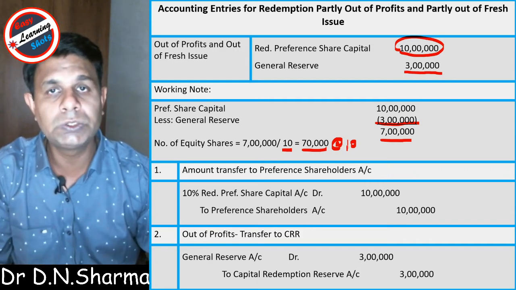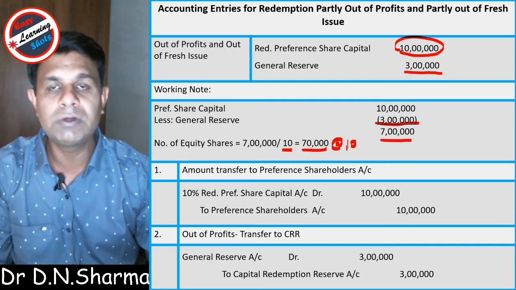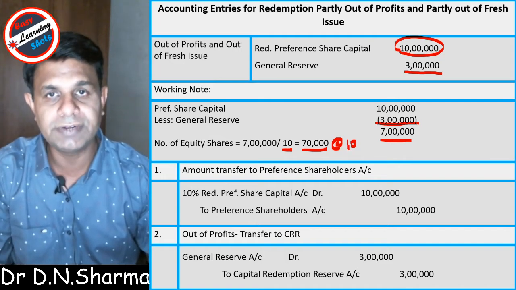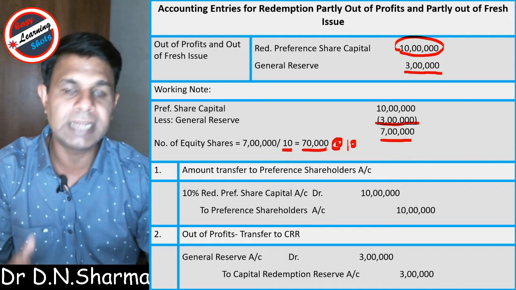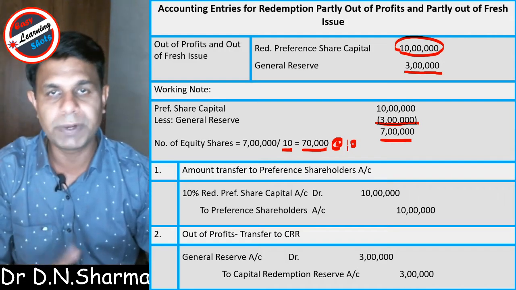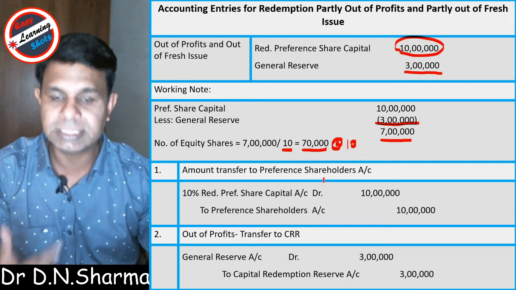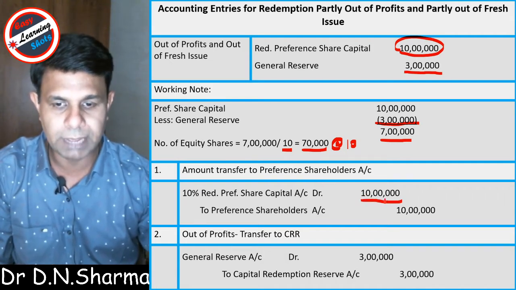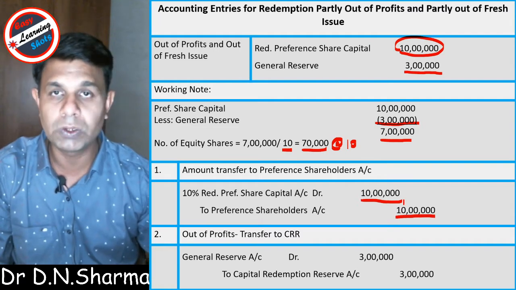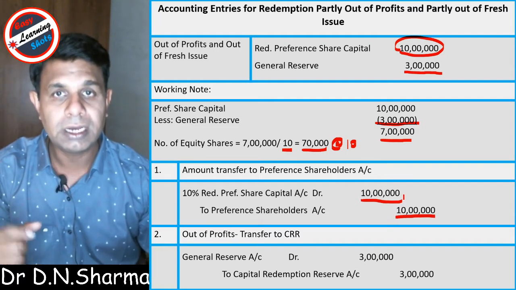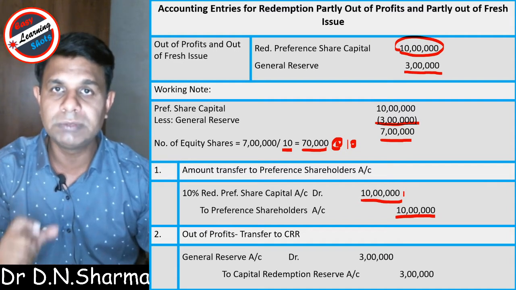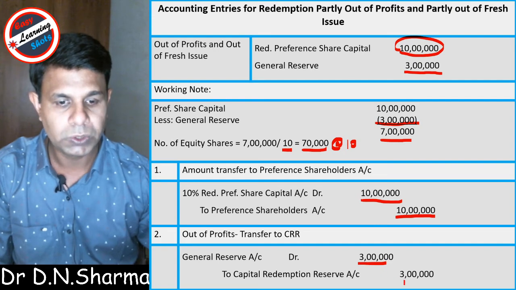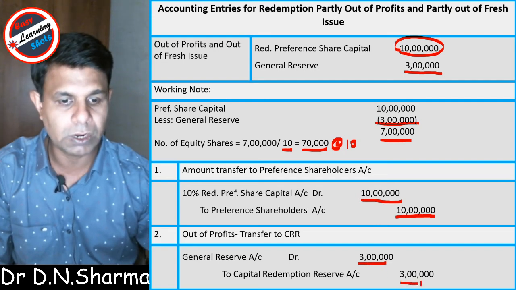Now the sequence to do the general entries: first the amount is transferred to preference shareholders account, then the company does out of profits entry, then out of fresh issue, and the last entry is redemption of preference shares. So when the amount is transferred, our entry is 10% redeemable preference share capital account debit to preference shareholders account with rupees 10 lakh. Now the 3 lakh rupees is transferred from general reserve to CRR, and our entry is general reserve account debit to capital redemption reserve account with 3 lakh.